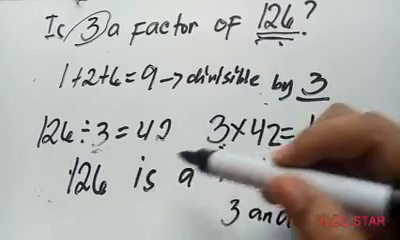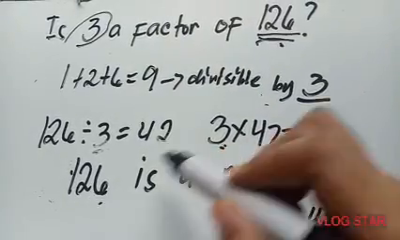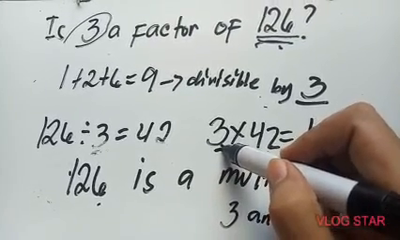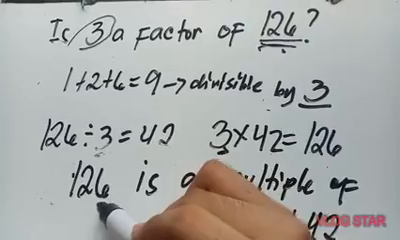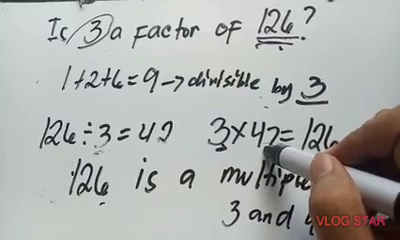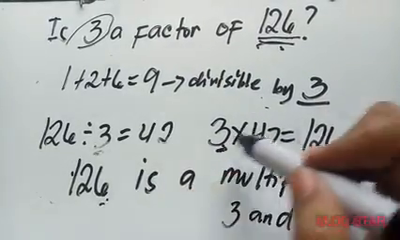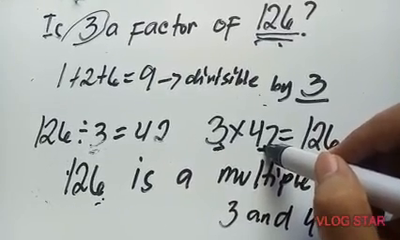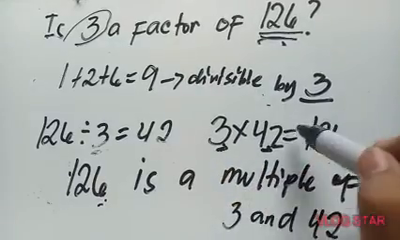126 is a multiple of 3 because when you multiply 3 to a given number, which is 42, the answer is 126. And 126 is a multiple of 42 because when you multiply a given number to 42, the answer is 126.